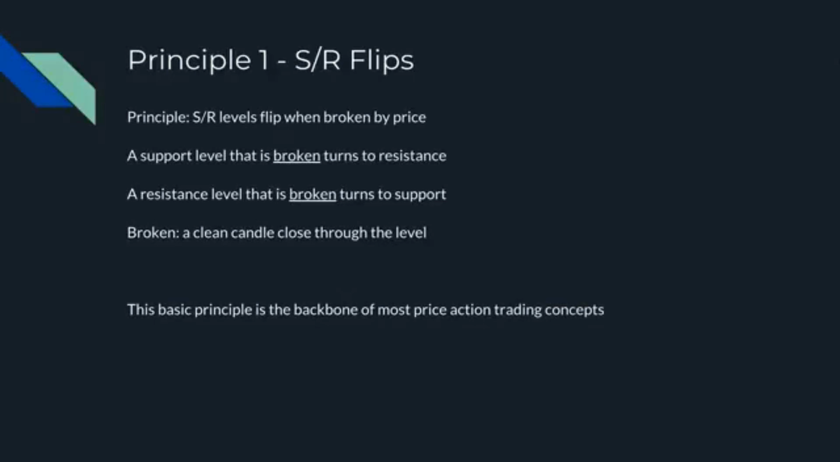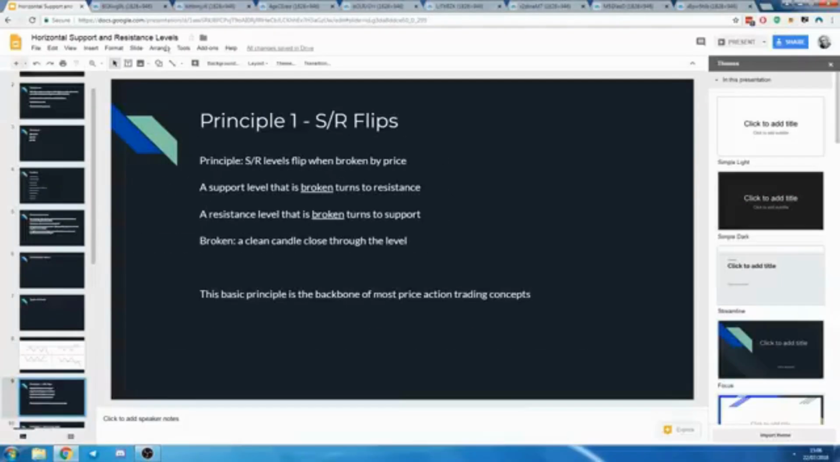And this brings us nicely to principle 1 of SR flips. That principle is that support resistance levels flip when they are broken by price. Okay, so what does that actually mean? It means that a support level that is broken turns to resistance, and a resistance level that is broken turns to support. So we can use the same levels or the same structures for both buying and selling under the appropriate circumstances, which will be clear in a second. And by broken, I mean a candle close through the level. So let's look at some examples to make this really clear.